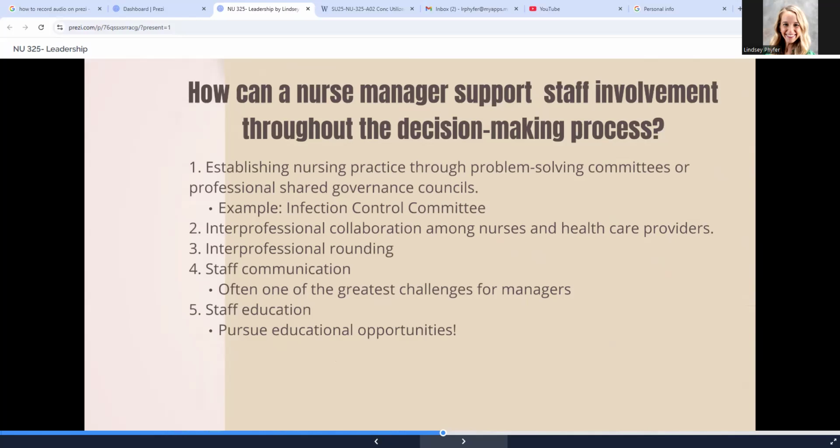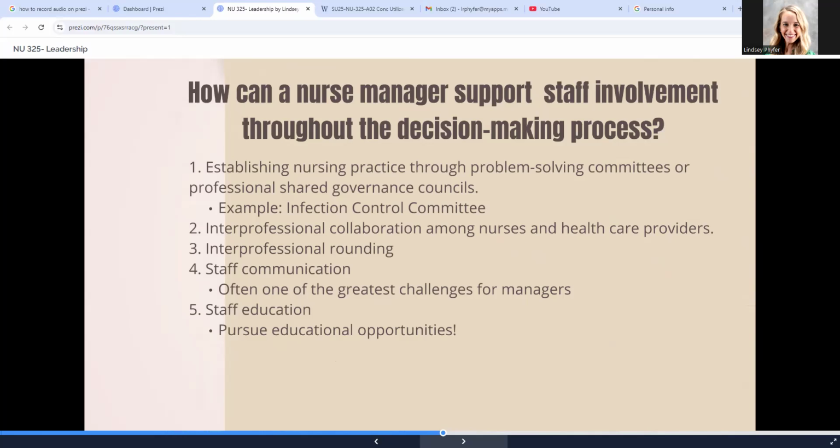Whereas with interprofessional collaboration, it really just helps facilitate accurate communication among the healthcare team, but they're not entering each patient room together. Another way is through effective staff communication.